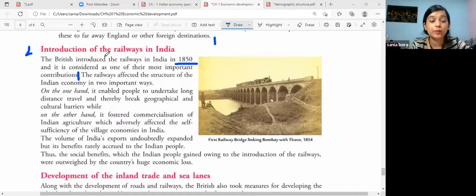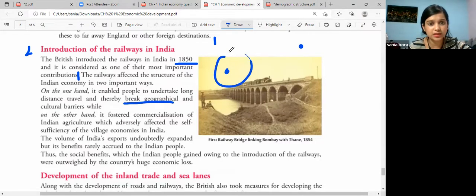Okay. So basically, how did railway affect the structure of Indian economy? First, on one hand, it enabled people to undertake long distance travel and thereby break geographical and cultural barriers. Of course, if you are staying here and your friend is staying here, the distance is too long. You cannot travel with the help of a road or something like that. So now people can travel long distances. Plus, it broke down the geographical and cultural barrier.